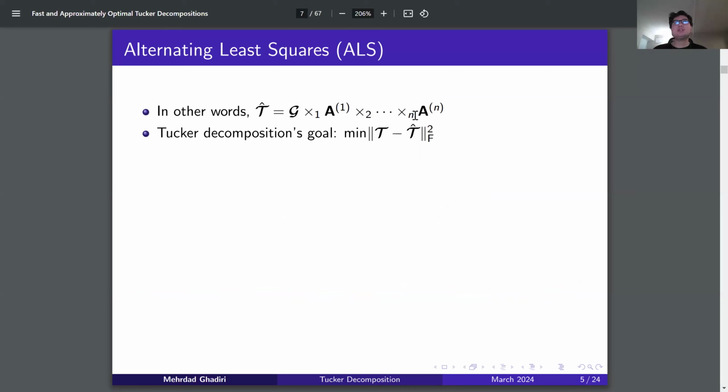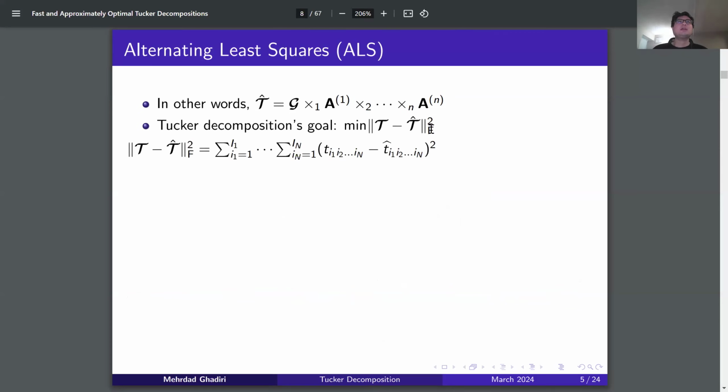So this is essentially in which way I should slice my tensor and do the multiplication. So what is the goal? The goal is to minimize the reconstruction error, which is the sum of squared errors. This is the Frobenius norm. I take the square, so everything is nice. Essentially it is just the sum of the squared error for reconstruction of each entry.